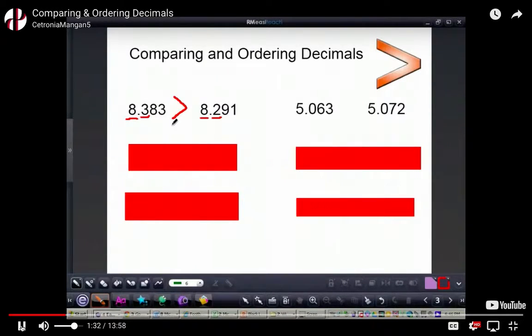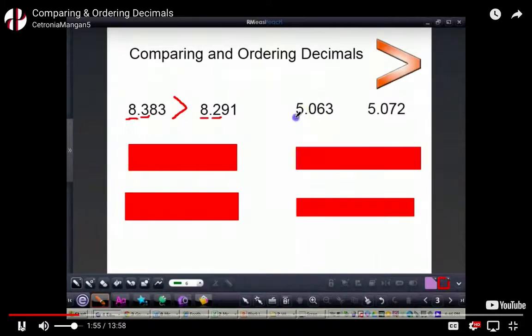Now a way to remember which way the symbol goes: it's always important to know that the opening of my symbol is always open up to the number that is bigger or greater. Okay, let's take a look at the next one over here. So now we have 5 and 63 thousandths, comparing that to 5 and 72 thousandths.